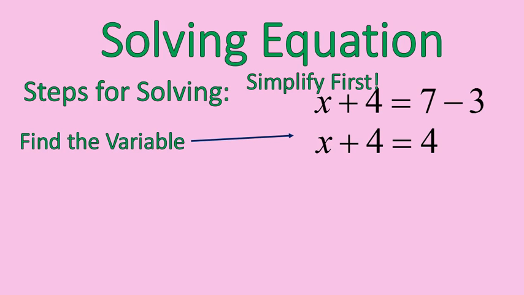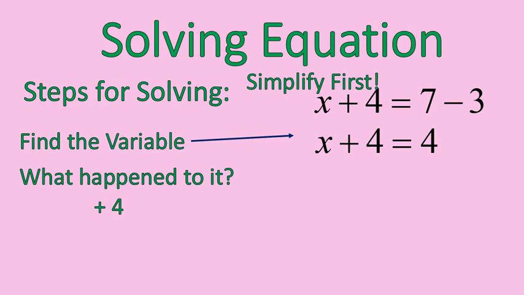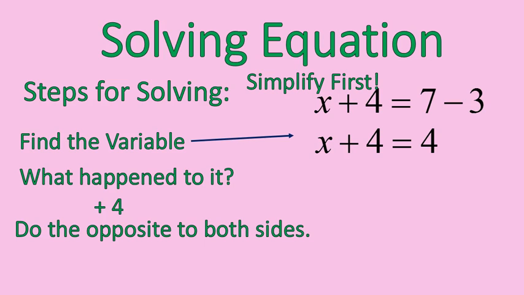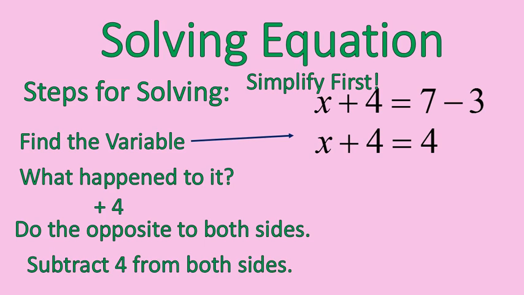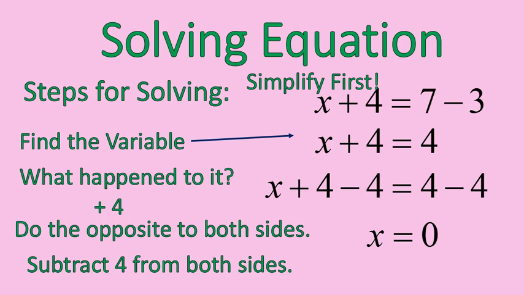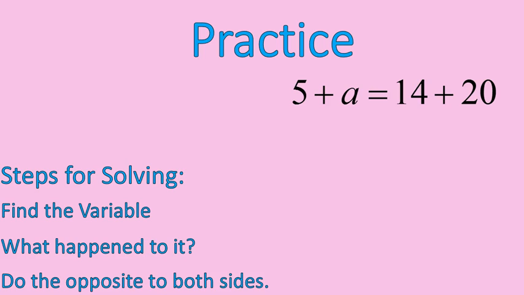I find my variable. It's right there. It's the x. I ask myself what happened to x, or what is connected to x. It's connected with plus 4, so I'm going to do the opposite to both sides of the equation. In other words, I'm going to subtract 4 from both sides of this equation. Then it will look like this: x plus 4 minus 4 on the left, and 4 minus 4 on the right. Plus 4 minus 4 cancel each other out, and I'm left with x by itself on the left, and 4 minus 4 is 0. So if you put 0 into the equation at the beginning, 0 plus 4 is equal to 7 minus 3.